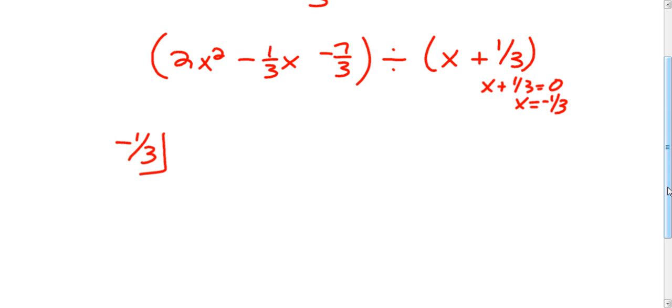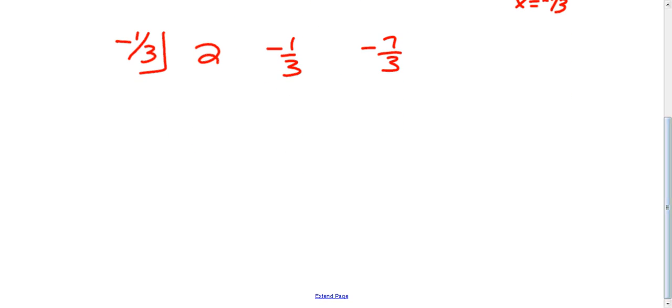And my coefficients do go from x squared to x to a constant, so I don't need to fill in any blanks. My leading coefficient here is a 2, and then a negative 1/3, and then a negative 7/3. So we do have fractions here, but I don't want you to be intimidated by that. It'll be just fine, okay?